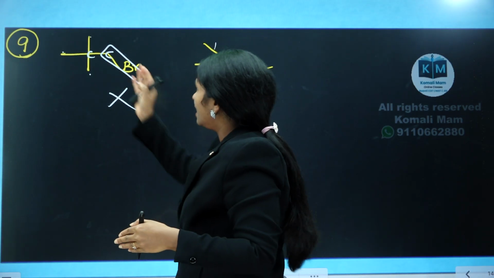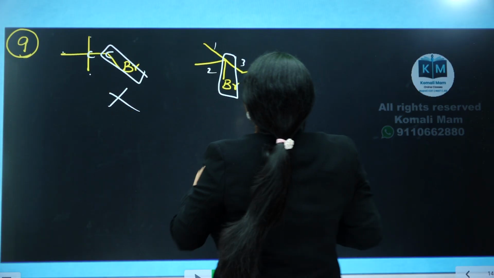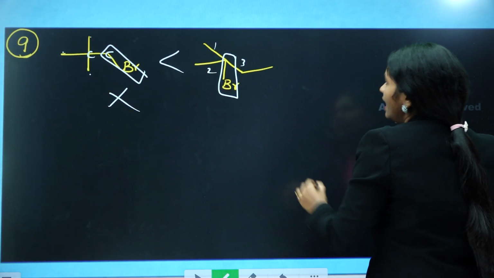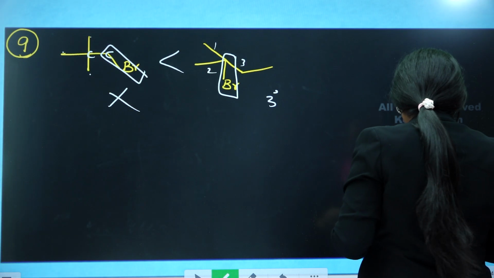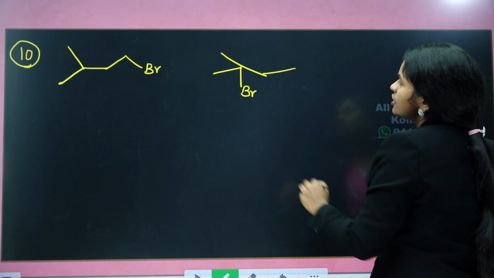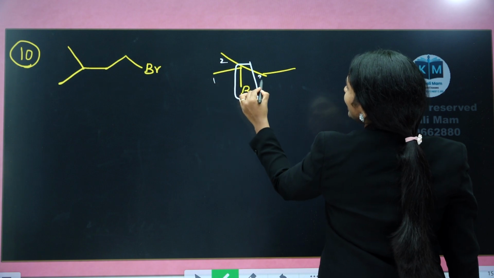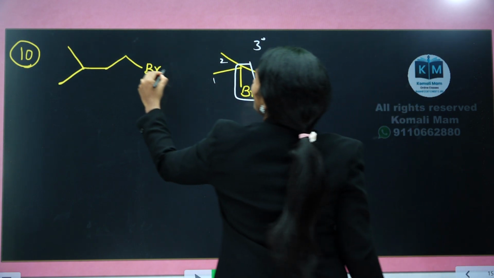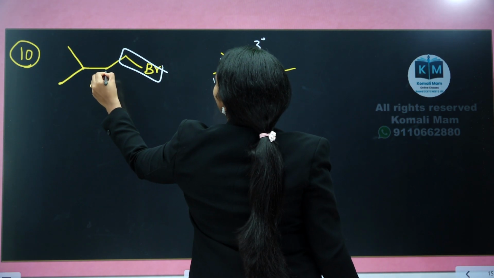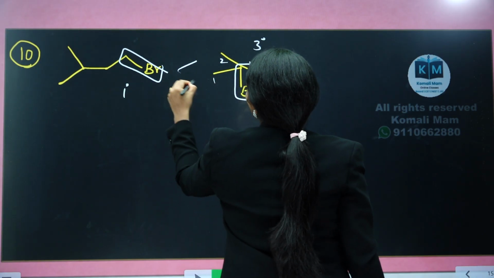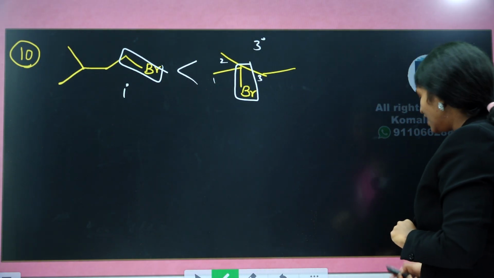Beta should be there. Here it is not having, so no reaction. Here it is tertiary, so faster reaction. Next question: halogen connected carbon 1, 2, 3. So it is tertiary, and here only one carbon, primary. So which reacts faster? Tertiary.